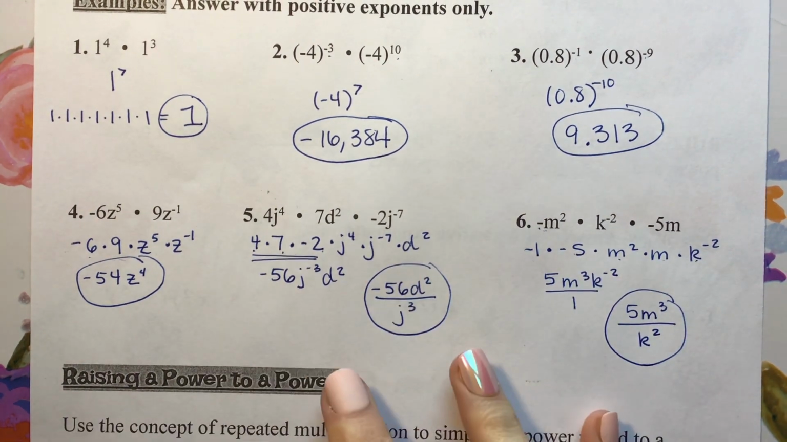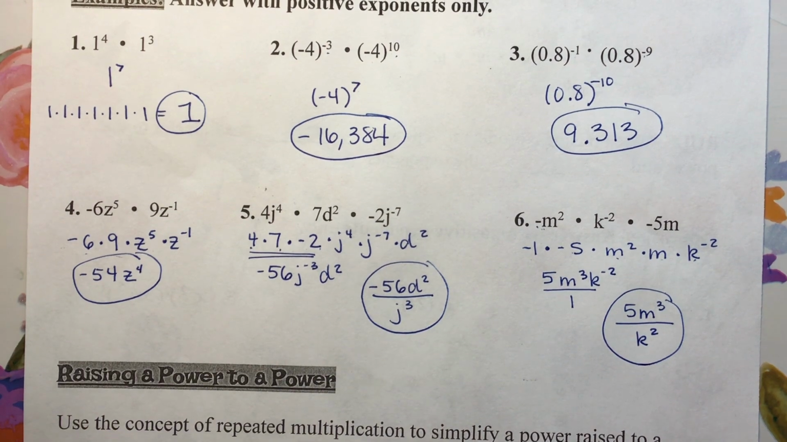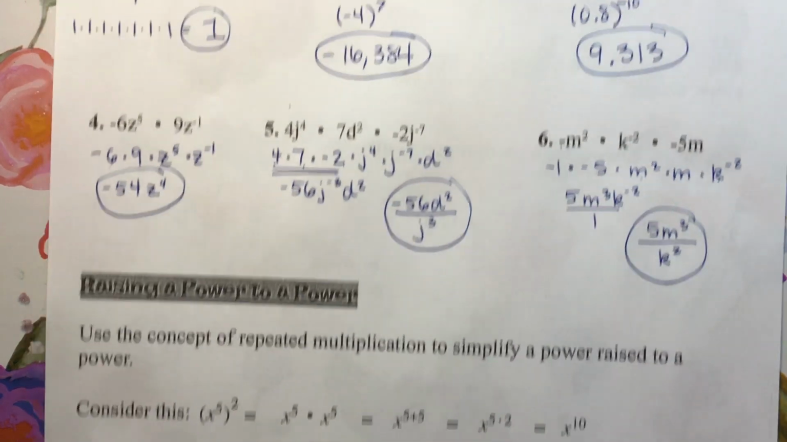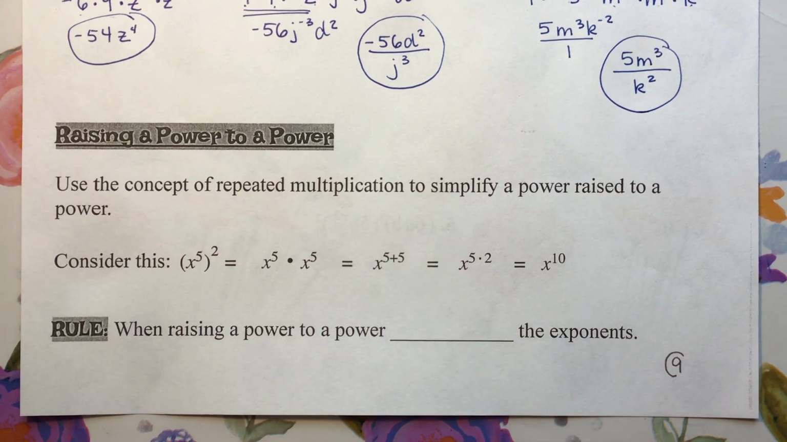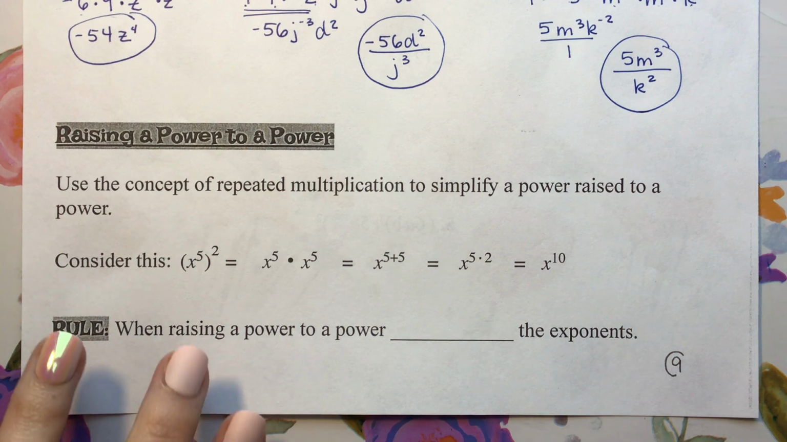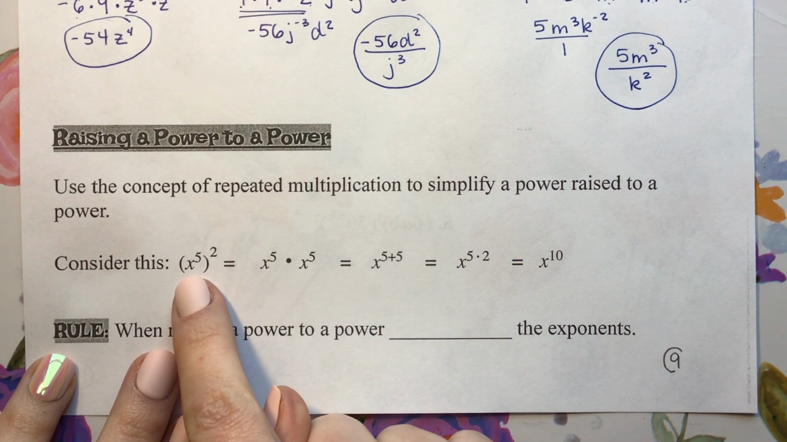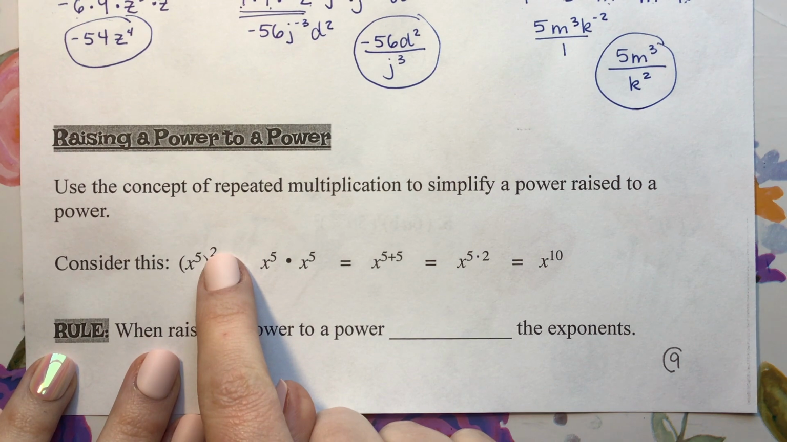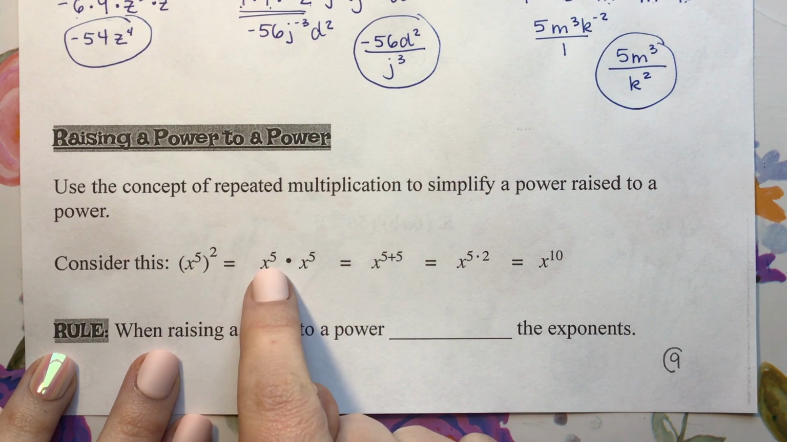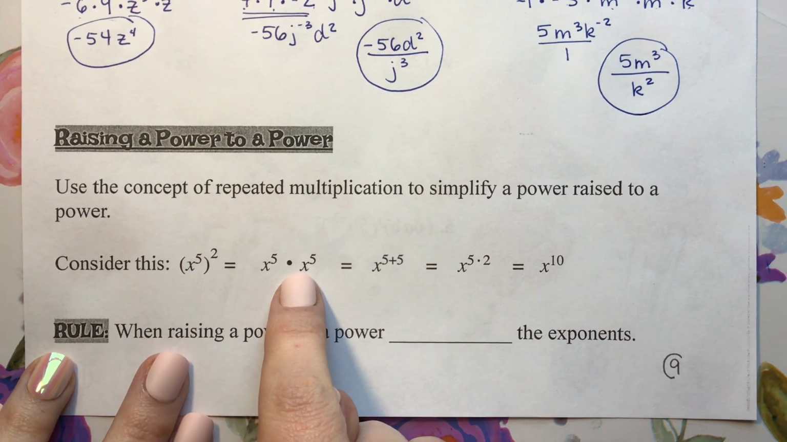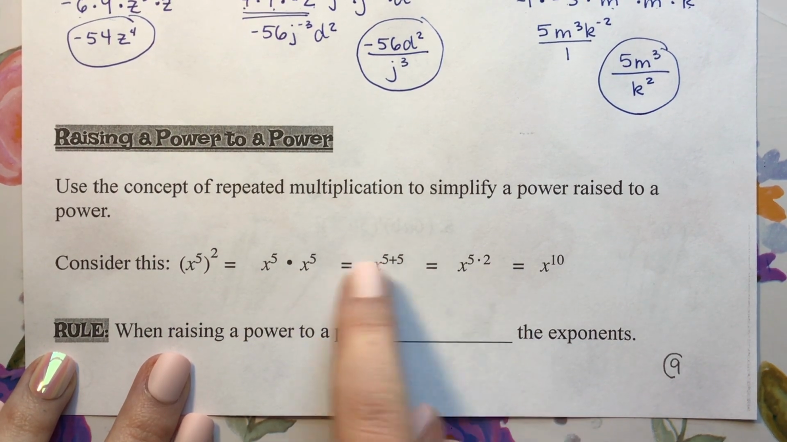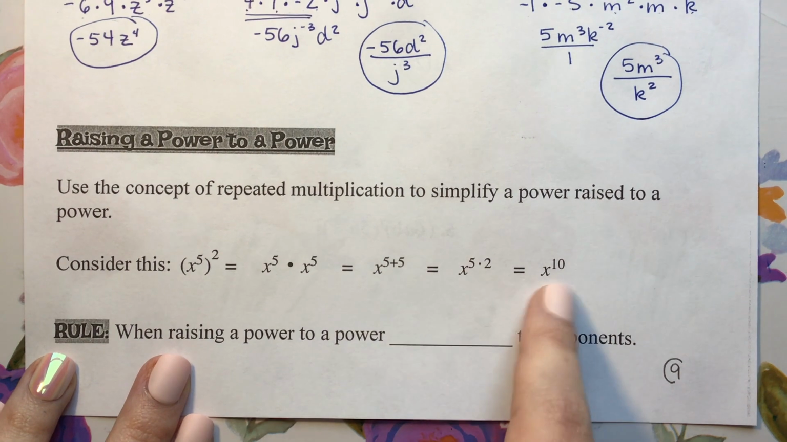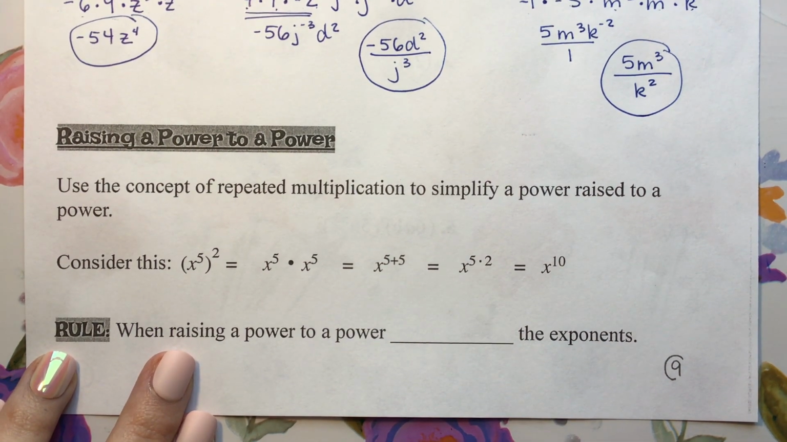So all of this is review from the previous lesson. Now we're going to kind of up the antics a little bit. We are going to use the concept of repeated multiplication to simplify a power raised to a power. For example, what if you had x to the fifth raised to the second power? Well, that means x to the fifth times x to the fifth. But then we know to just add exponents, which is the same thing here as multiplying by 2. So I have x to the 10th.